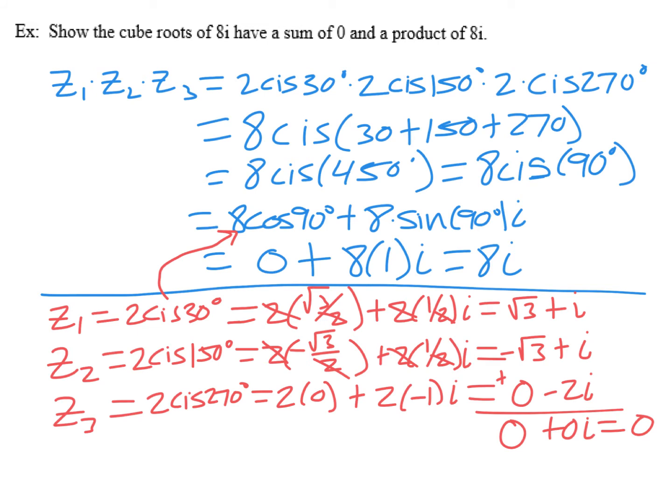Again, the only extra little wrinkle to verifying they had a sum of 0 is we had all these roots in trig form and we couldn't leave them, right? We had to go back to rectangular form to add them up.